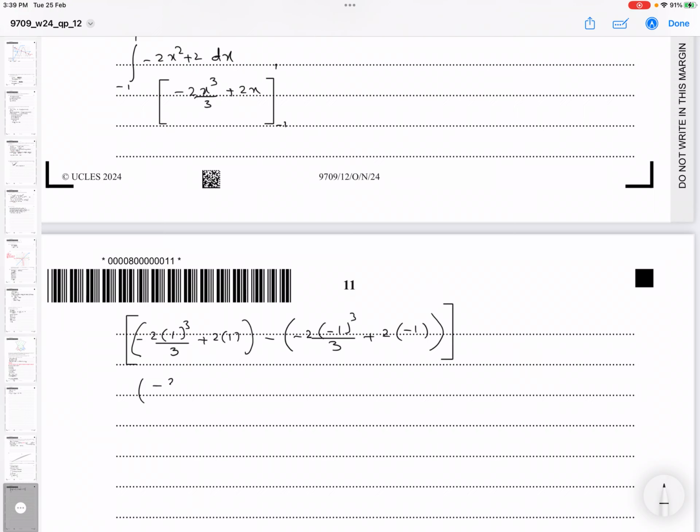So simplify this: minus 2 over 3 plus 2, minus 2 over 3 minus 2, and this is 8 over 3. This is my answer.